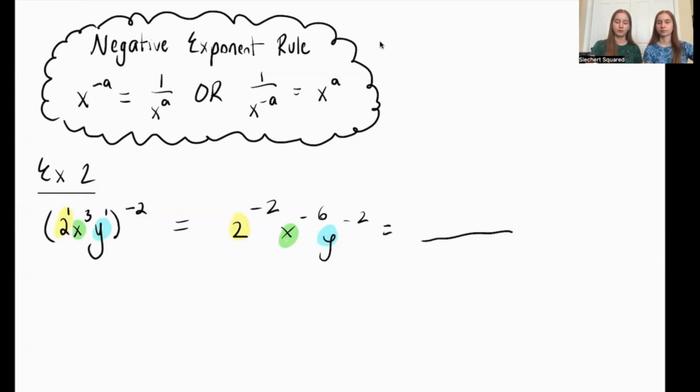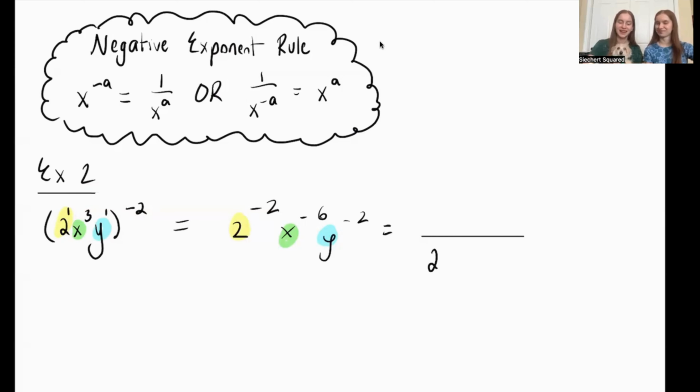So I know I'm going to have a fraction, and anything with a negative exponent moves to the other side of the fraction. So going one at a time, that is a negative exponent. So I'm going to take that 2, and that negative exponent is going to turn into a positive 2.